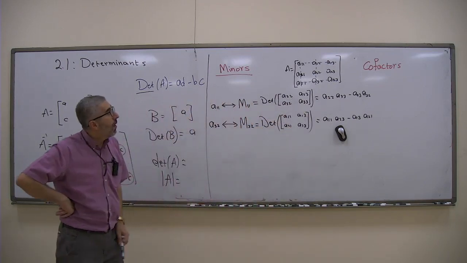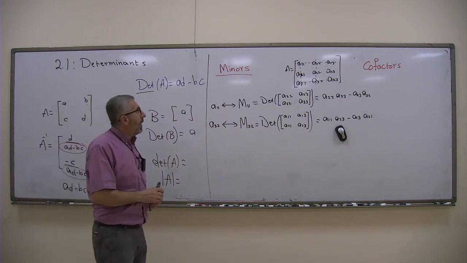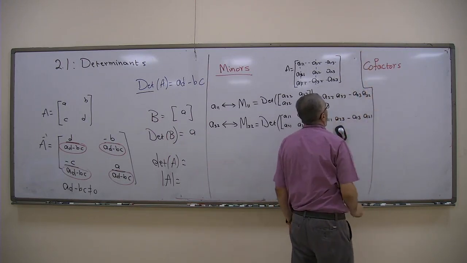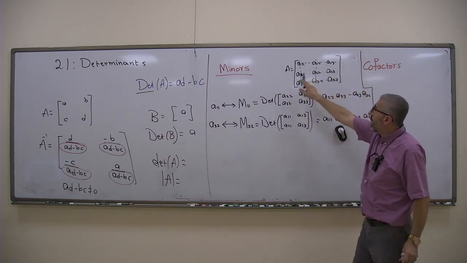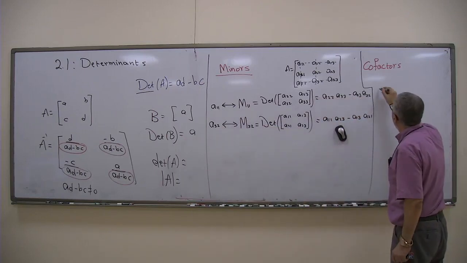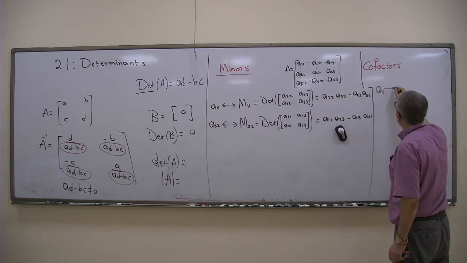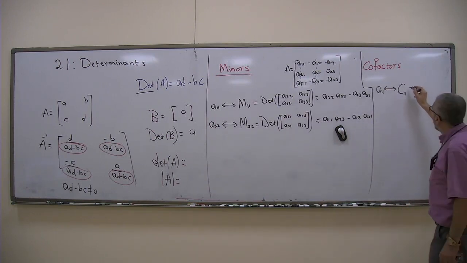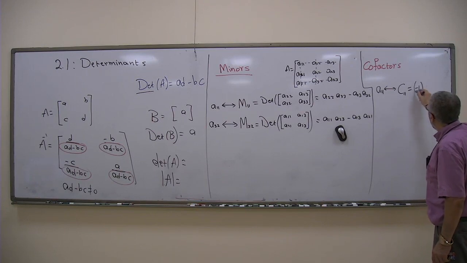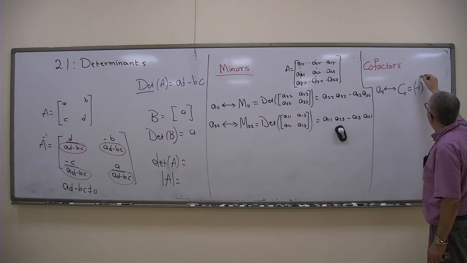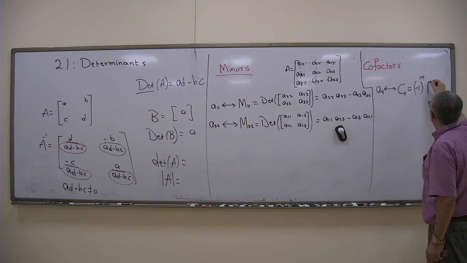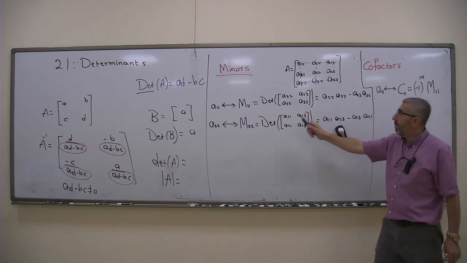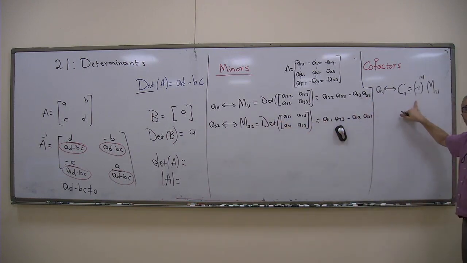Okay? What about the cofactors? Again, we associate each entry, A11, with the cofactor, C11. And C11 is going to be (-1) exponent 1 plus 1, M11. So the difference between the cofactors and the minors is going to be in the negative sign here.